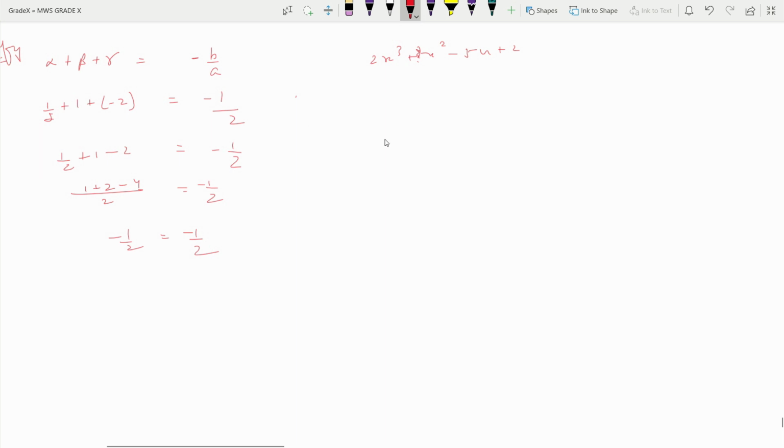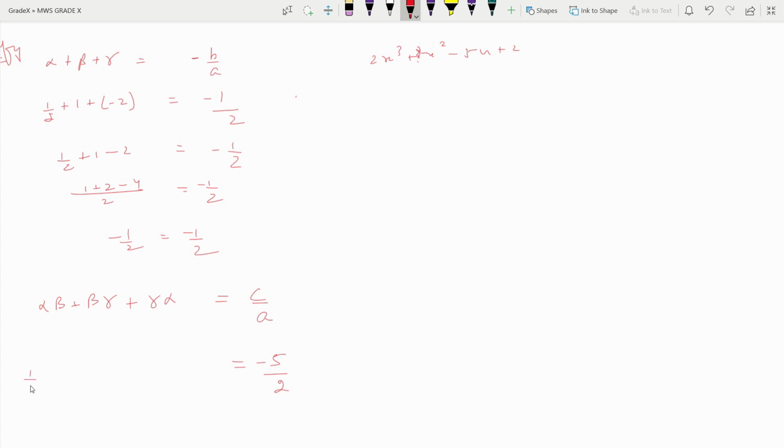So sum of zeros, and then the second is the sum of the product of zeros taken two at a time: alpha beta plus beta gamma plus gamma alpha is equal to c upon a, and c here is minus 5, so it will be minus 5 upon 2. Let us check here, is it coming or not.